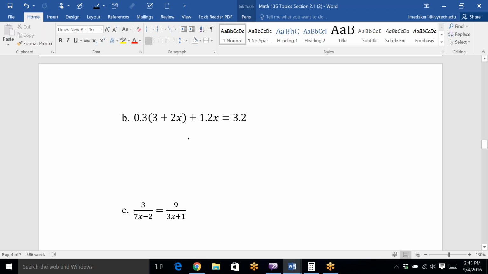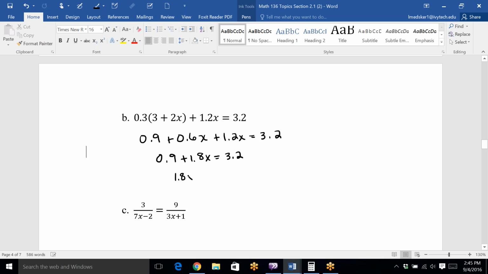So the first one that we're going to do is this decimal one that we skipped over in class. Some people try to clear the decimals, some people leave them in. I work with them, they don't bother me. So 0.3 times 3 would be 0.9. 0.3 times 2 would be 0.6x. Bring down the plus 1.2x, and this equals 3.2. These two x's are both on the left side, so we can actually just add them together. So it's 0.9 plus 1.8x equals 3.2.